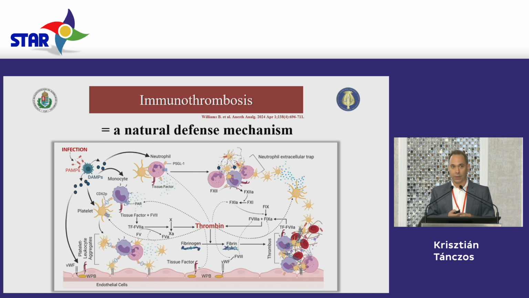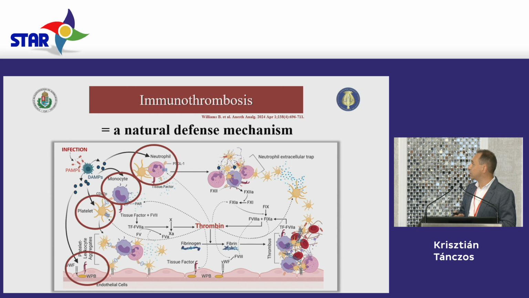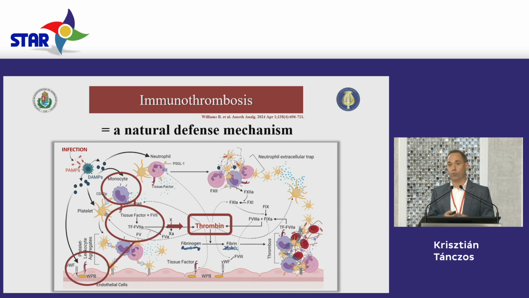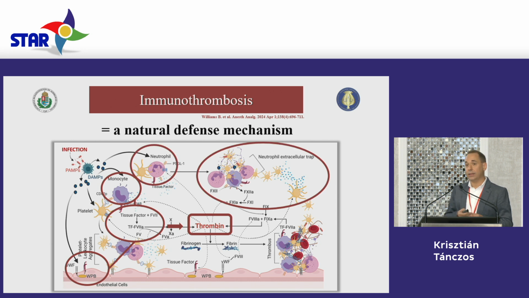Immunothrombosis is a natural defense mechanism against infection. During infection, special particles from microbial sources are released and activate special cells, such as neutrophils and monocytes, and also platelets and endothelial cells. Monocytes and endothelial cells then release tissue factor and activate thrombin. And additionally, the activated neutrophils release these extracellular traps here, which serve as a kind of surface for the contact activation system. In this system, factor 12 is activated and further promotes thrombin generation.